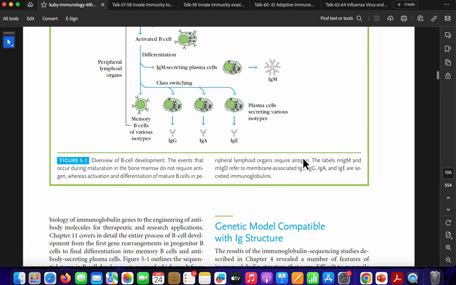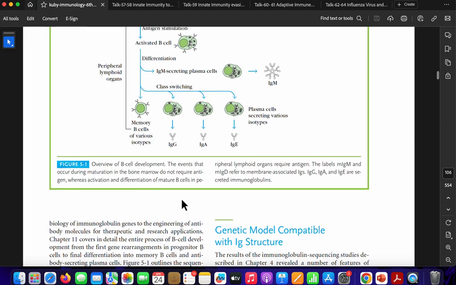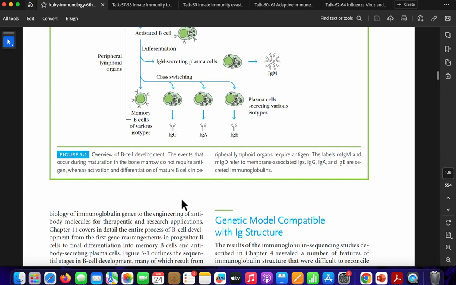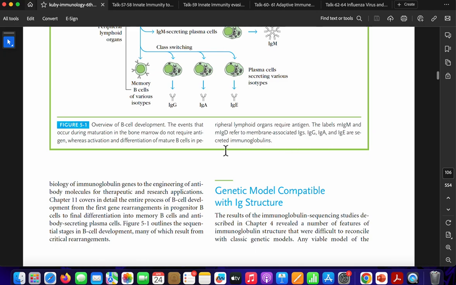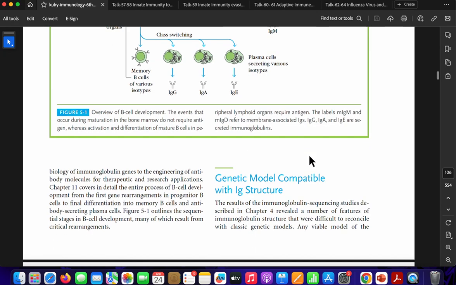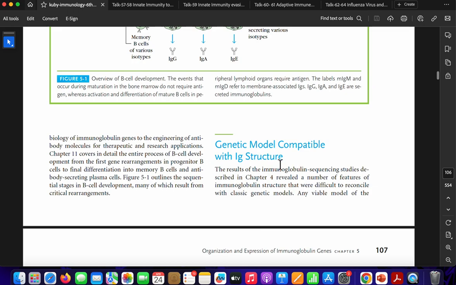So this is an overview of B cell development. The events that occur during maturation in the bone marrow do not require antigen, whereas activation and differentiation of mature B cells in peripheral lymphoid organs require antigen. The labels mIgM and mIgD refer to membrane-associated immunoglobulins.